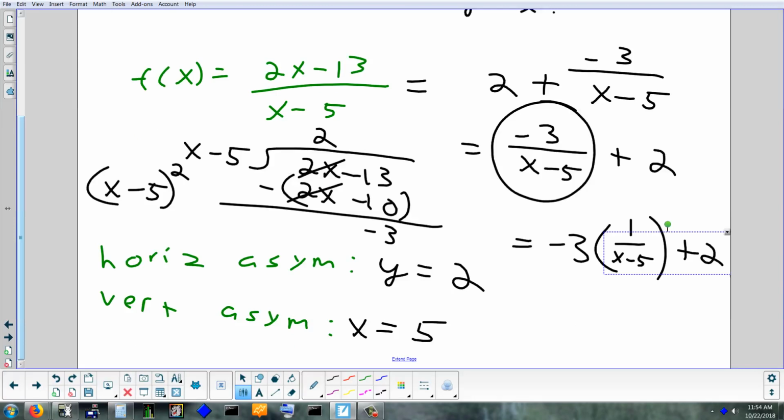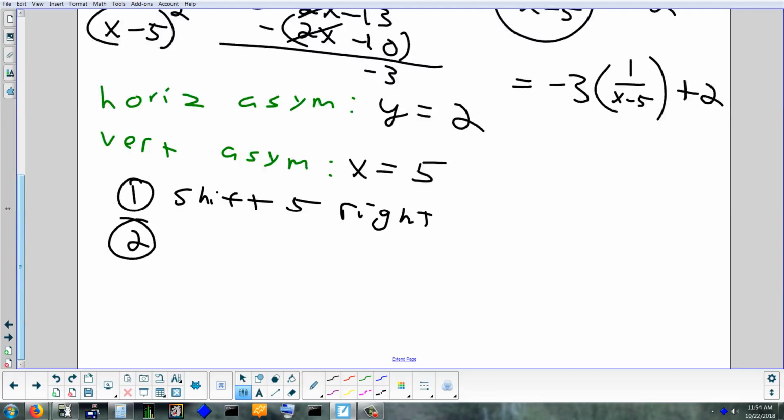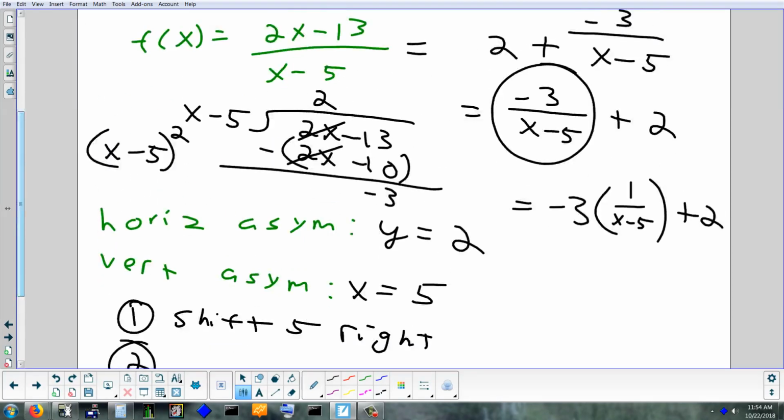Yep. 5 to the right. So you always look at the number after the minus sign, and it goes 5 to the right. Just like if you were to graph this, it would be 5 to the right. So shift 5 right. Okay. The next thing we do is we start working our way out from that function. So we handled what's inside. Now we have a -3.